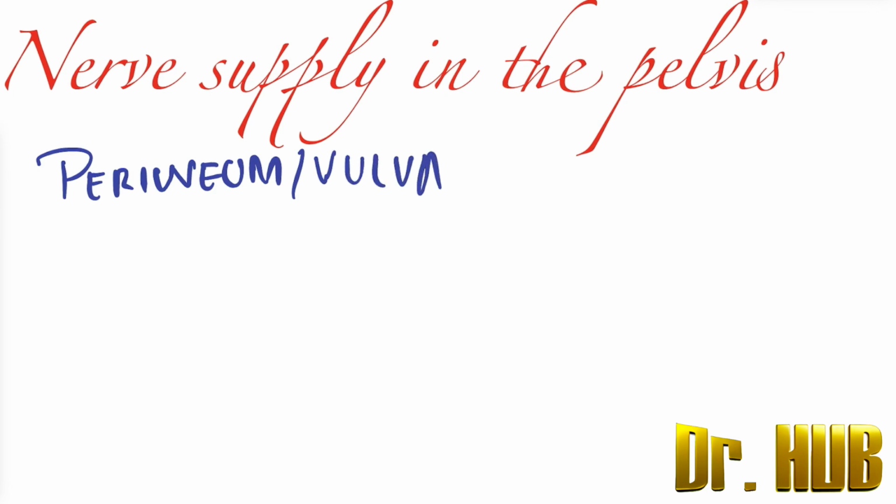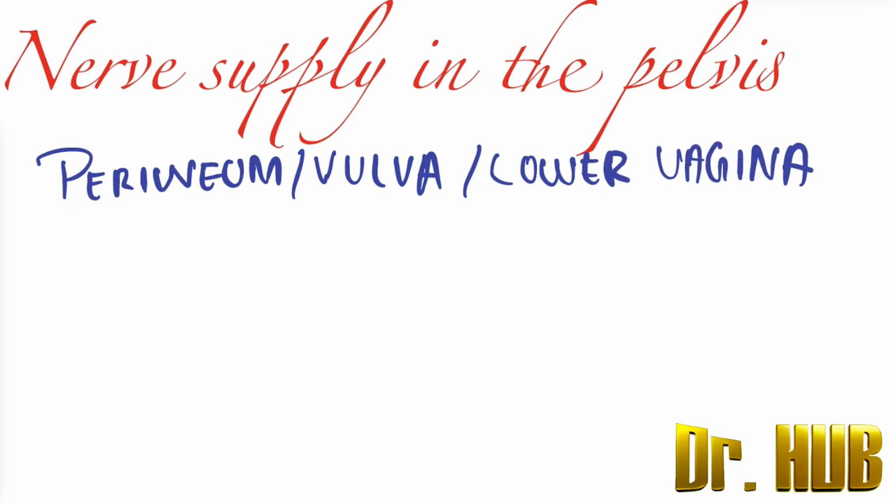Today we'll look at the nerve supply in the pelvis. So we begin with the organs, that is the perineum, the vulva and the lower vagina. These are the structures we are dealing with.